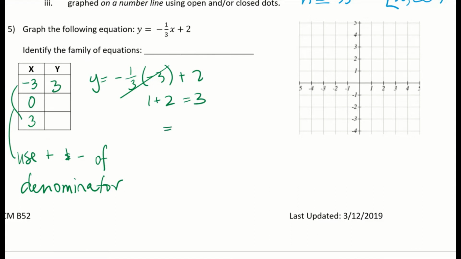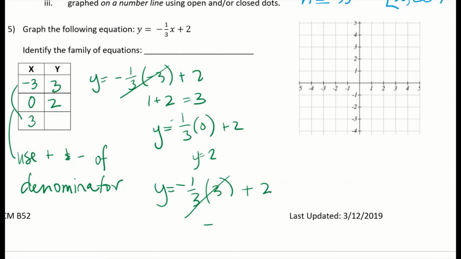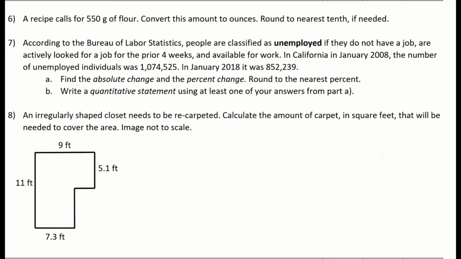So I'm going to keep plugging in. So now I'm going to plug in 0, and I'm going to get y equals 2. And then for the last point, I'm going to plug in 3. The 3's cross out. I'm left with negative 1 plus 2. So that gives me positive 1. Now I'm going to plot those 3 points. So negative 3, 3, 0, 2, and 3, positive 1. Connect those and form a line. Arrow in both directions. This is a linear equation. It forms a line. There's no exponents.